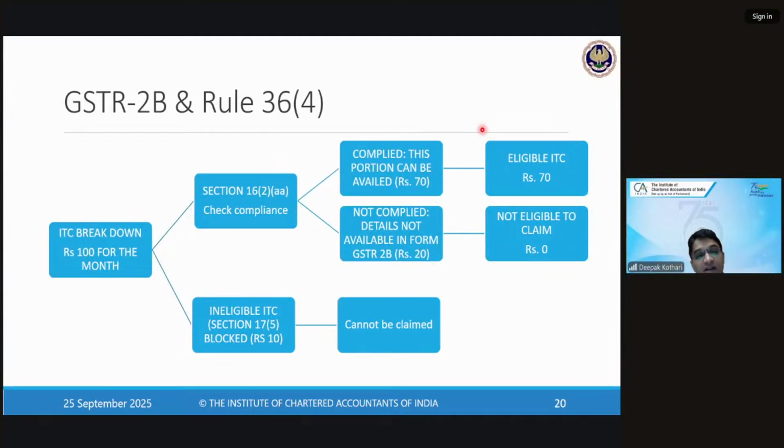So if the supplier has filed R1 but not done 3B, am I eligible for ITC? Yes, you are eligible, but you have not filed 3B. So how can you claim it? Only if you file your GSTR 3B, then you can claim it. Without filing 3B, you cannot claim the ITC.